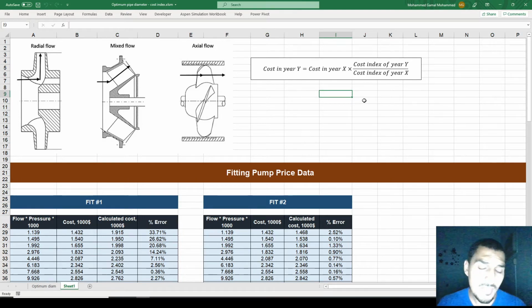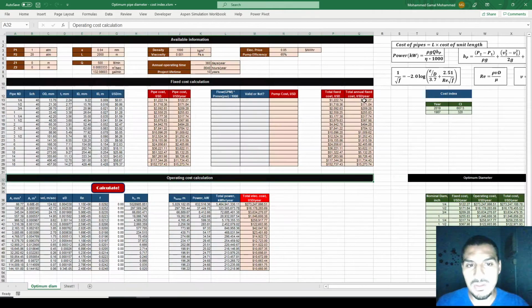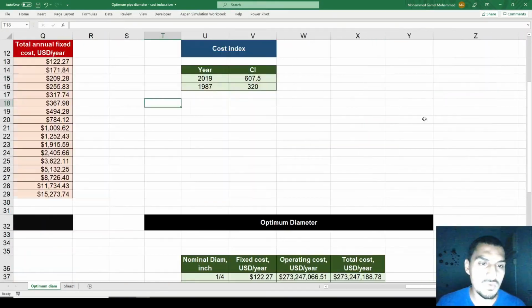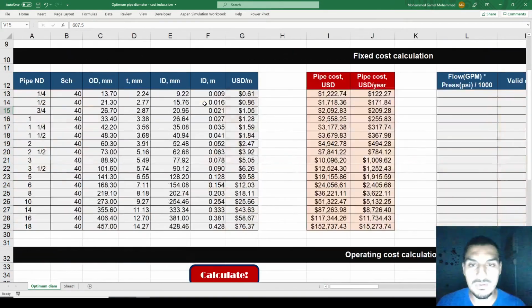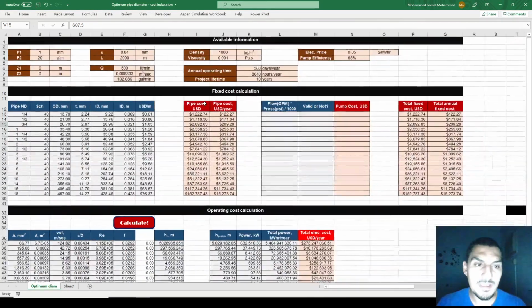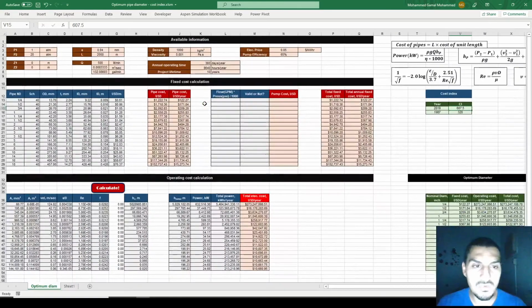So you can search online to find the cost index, but I don't think it's going to be easy to find the cost index of the current year. Usually the latest I found was for the year 2019, which was 607.5. So this is the cost index that I found. Anyway, this is what we are going to use for our calculations.